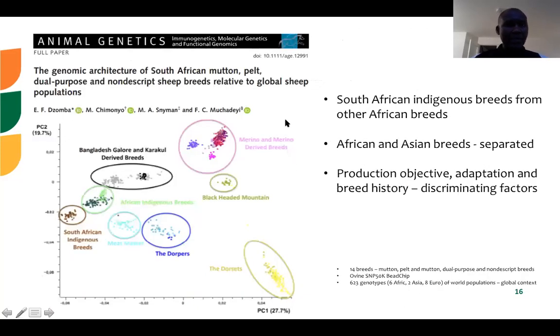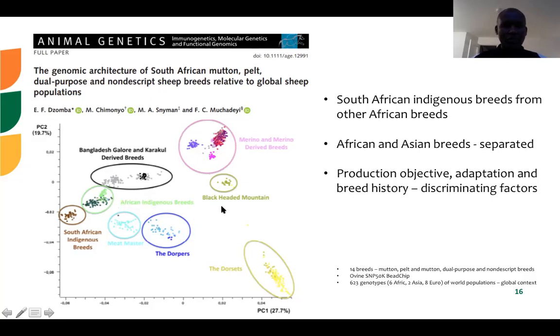The last study I would like to talk about, which looks at genetic architecture, was performed by Edwin Zomba from Southern Africa. In this study, they analyzed 14 breeds, which included both Southern African breeds as well as commercial breeds of sheep. They also included in their study 623 genotypes, of which 6 of these genotypes came from 6 African breeds, 2 breeds from South Asia, and 8 other breeds from Europe.